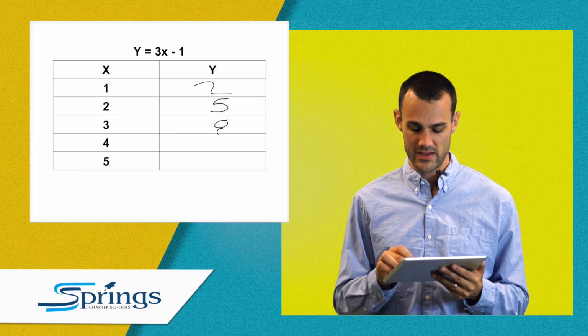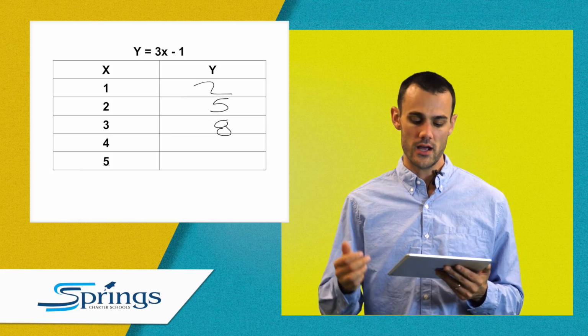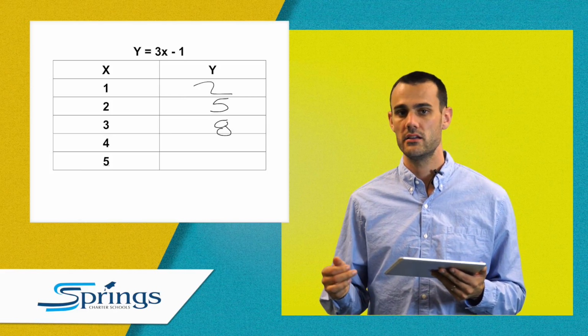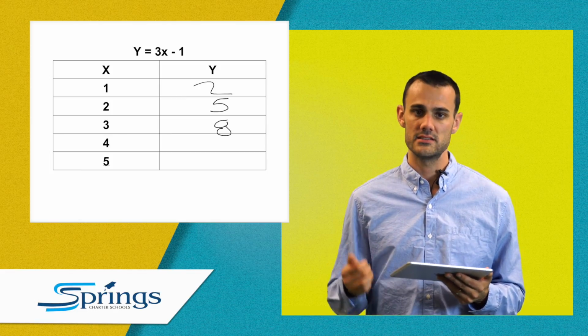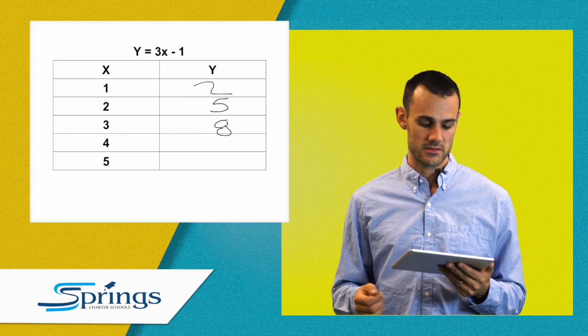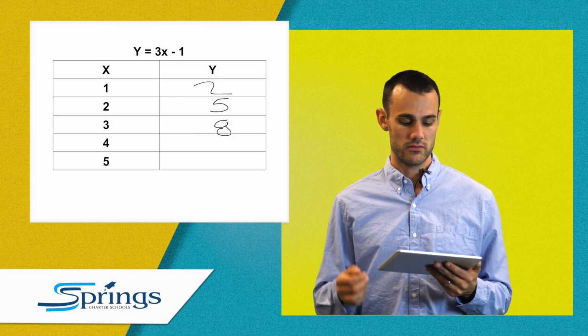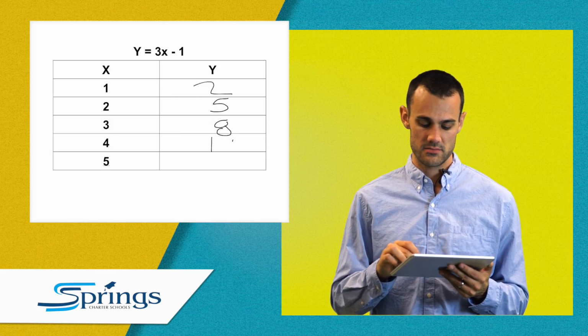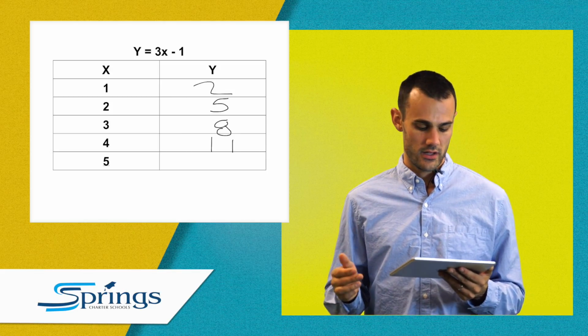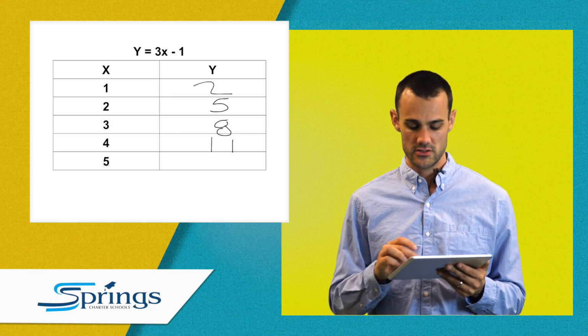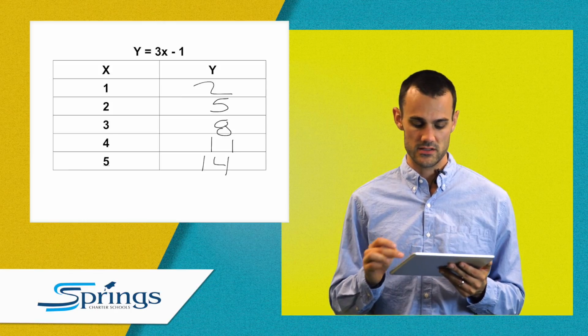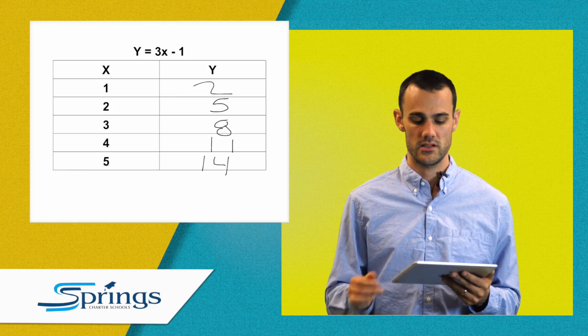And we're starting to see a pattern emerge here. I'm getting y values of 2, 5, 8. We're kind of going up by 3s here, so let's see if that rule applies. 4 times 3 is 12. 12 minus 1 is 11. Yes, we're still going up by that number of 3. And so I should know that the last value should be 14. 5 times 3 is 15, minus 1 equals 14.